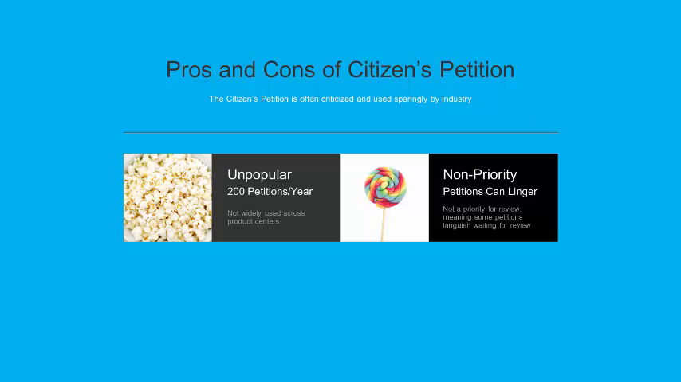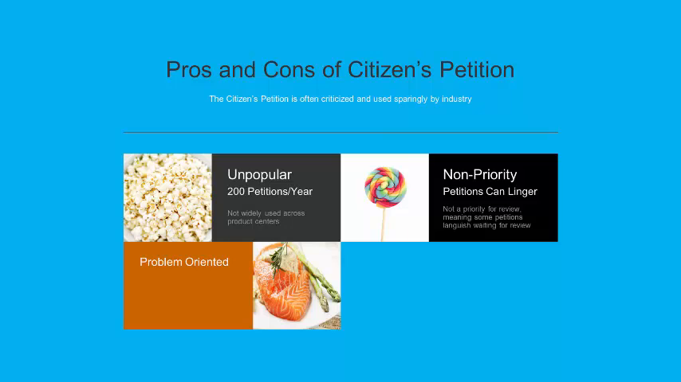It's a way for the agency to have issues brought to their attention that don't have an otherwise channel to get to them. So it's not someone's full-time job to manage citizen petitions in each product center. It's part of their job, and amongst other more pressing matters, enforcement, pre-market, food additive petitions, other things that take priority. So one of the reasons that those can last so long, it's very problem oriented.